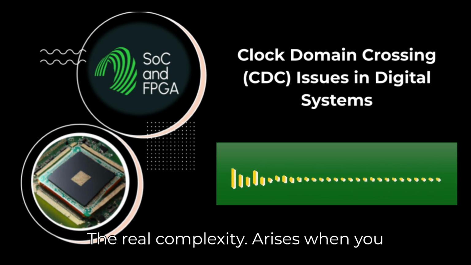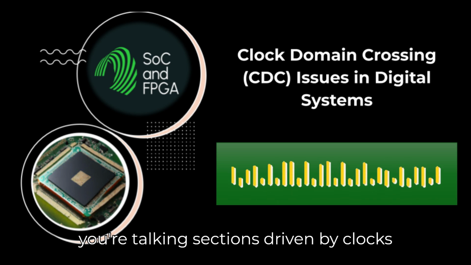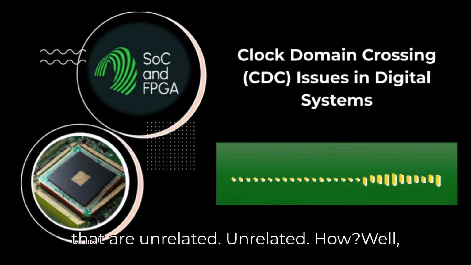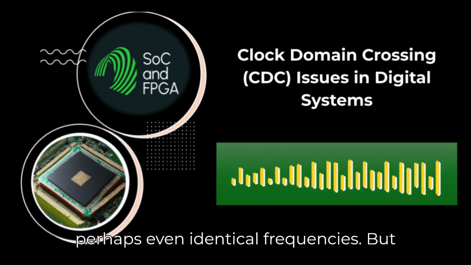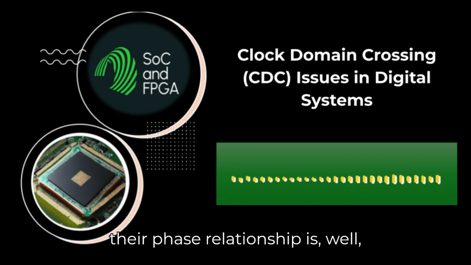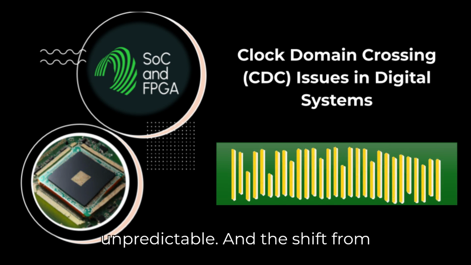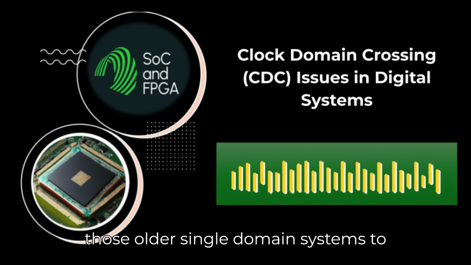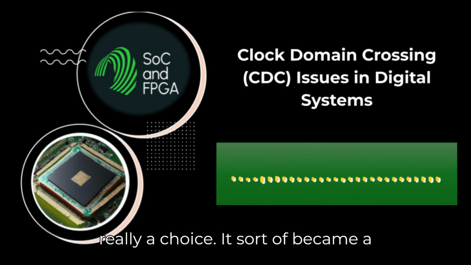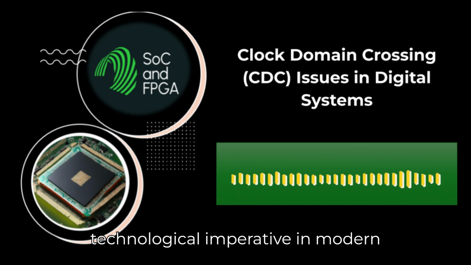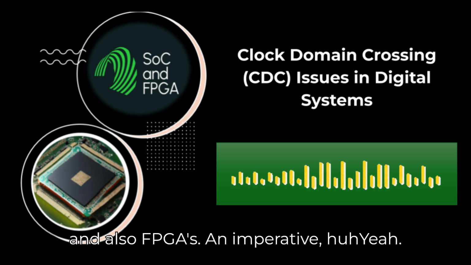The real complexity arises when you introduce multiple clock domains. Now you're talking sections driven by clocks that are unrelated. Unrelated, how? Well, maybe different frequencies, or they come from entirely separate clock sources, or perhaps even identical frequencies, but their phase relationship is unpredictable. And the shift from those older single-domain systems to these multi-domain behemoths wasn't really a choice. It sort of became a technological imperative in modern system-on-chip, or SoC, architectures, and also FPGAs.